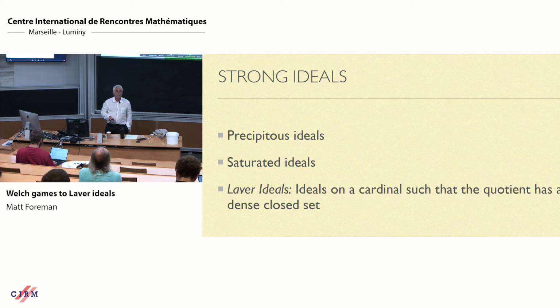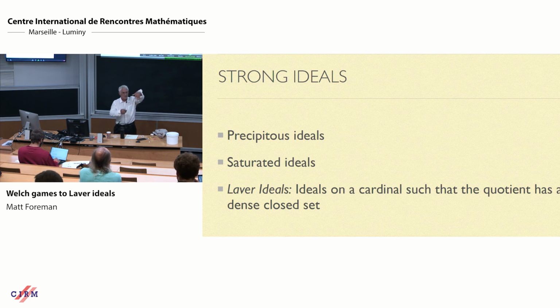The point of this is something about precipitous ideals, or strong ideals, so precipitous ideals and saturated ideals, and a collection of ideals that I think of as Laver ideals, because Rich Laver showed that they consistently existed. So these are ideals on a cardinal kappa, such that if you take the power set of kappa mod I, the quotient, it has a dense closed set.